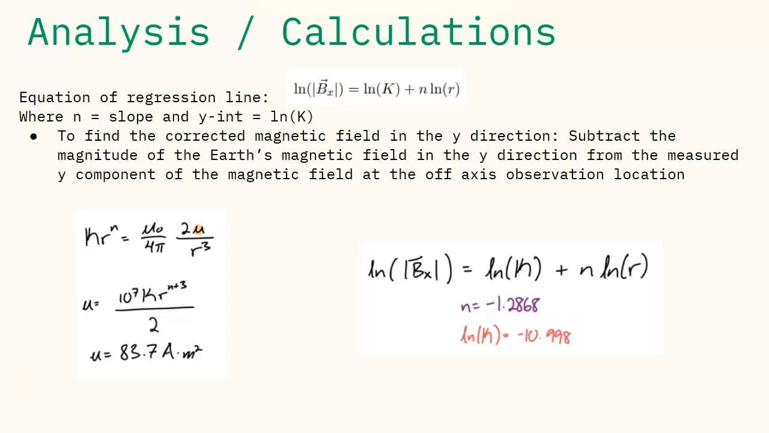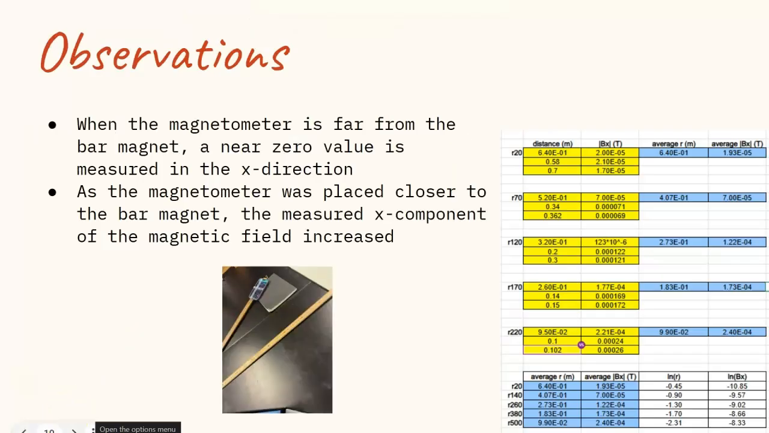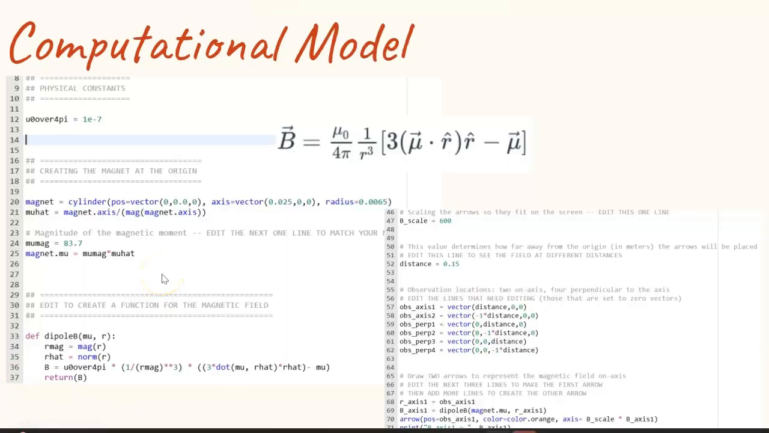In order to find the corrected magnetic field in the y direction, we subtracted the magnitude of the Earth's magnetic field in the y direction from the measured y component of the magnetic field at the off-axis observation location. We noticed that when the magnetometer was far from the bar magnet, there was a near zero value measured in the x direction, and if the magnetometer was placed closer to the bar magnet, the measured x component of that magnetic field increased.